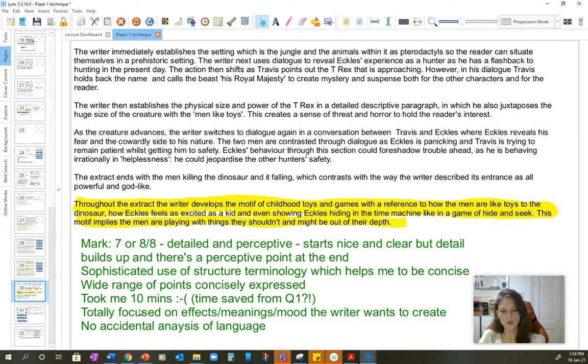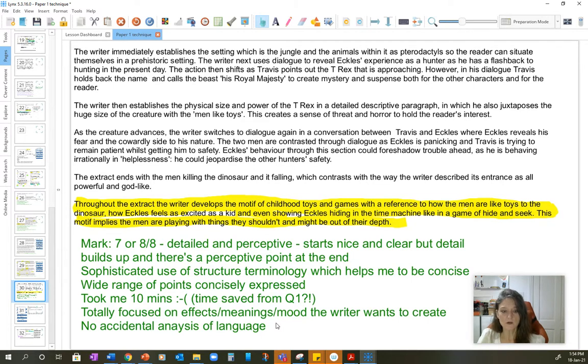The answer is totally focused on the effects and the meanings and the moods that the writer is trying to create. So I really understand that there is a writer at work in this whole process. And what I have never done there is accidentally analysed language, because if you slip into analysing language, you're going to lose loads of time, and you don't have the opportunity to lose time on this one.